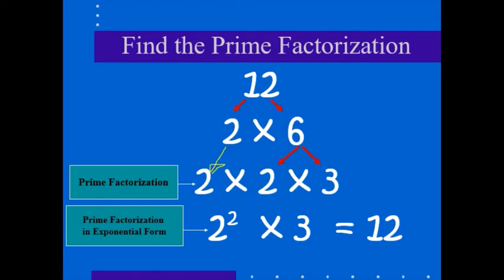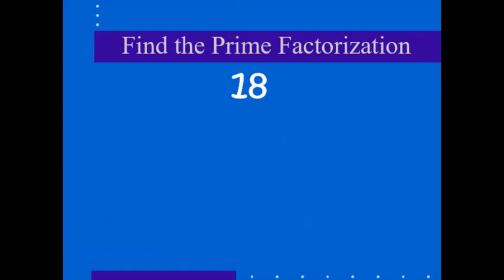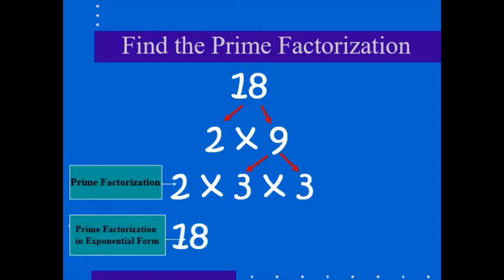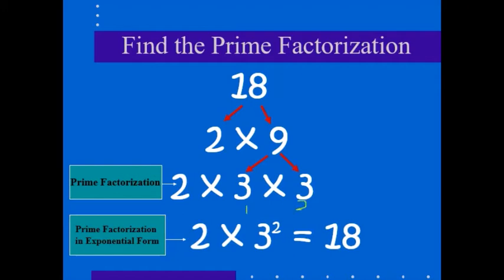Okay? All right, 18. 18, we can divide that by, well, we could use 2 or 3. We usually divide it by the smallest prime factor that we can, so it would be 2 and 9, and then 9 is 3 and 3. So it's 2 times 3 times 3, or 2 times 3 squared, because we've got 1, 2, 3's.